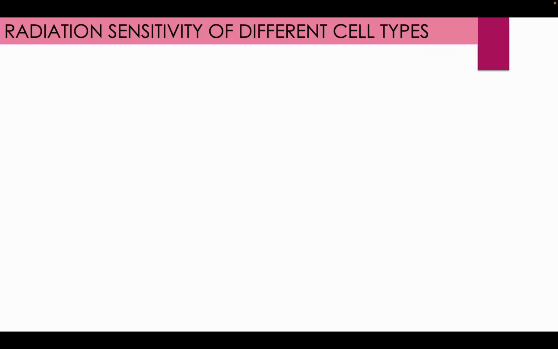Those are the three common types of cellular damage caused by radiation. Okay, so now, how about the radiation sensitivity of different cell types?